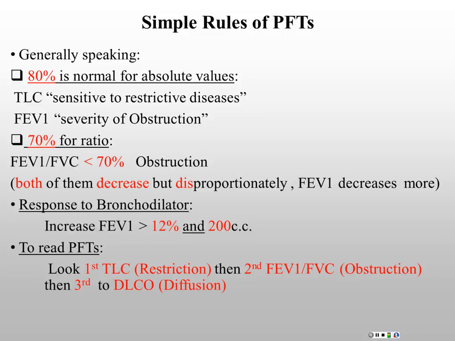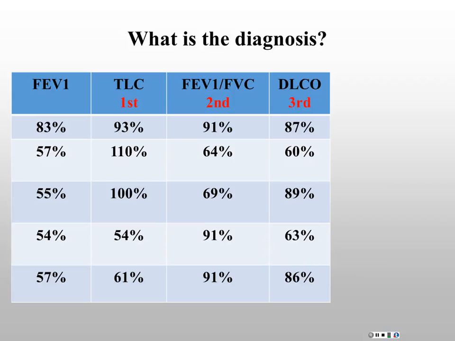To read the pulmonary function test, first you can take a look at the total lung capacity to make sure if there is a restriction or not, and then the ratio to determine if there is obstruction. Then you can look into the diffusion. So for example, here we have different cases. If we take a look first at the total lung capacity, above 80%, normal, and the DLCO was normal, so this is a normal pulmonary function.